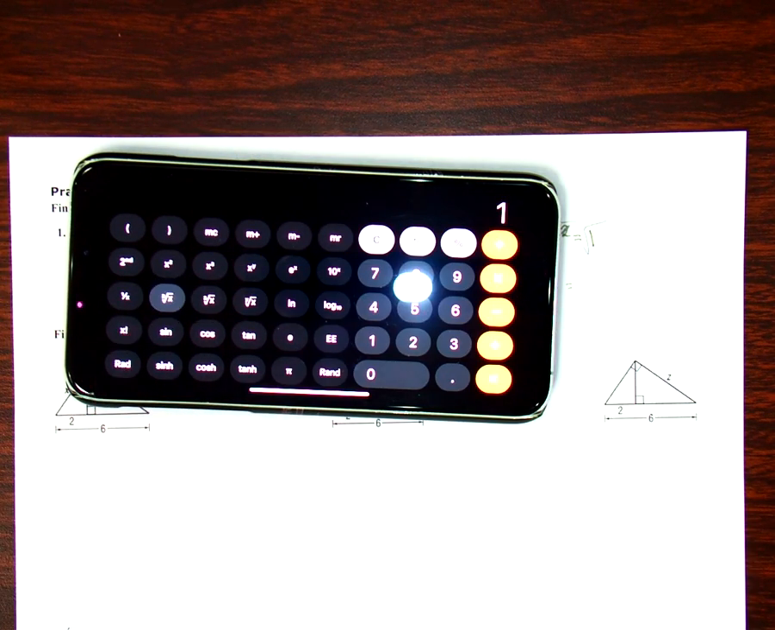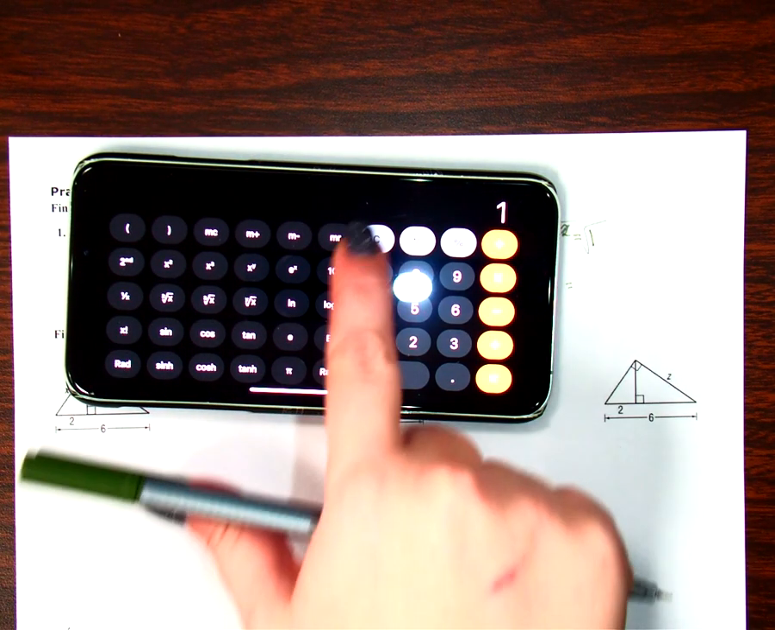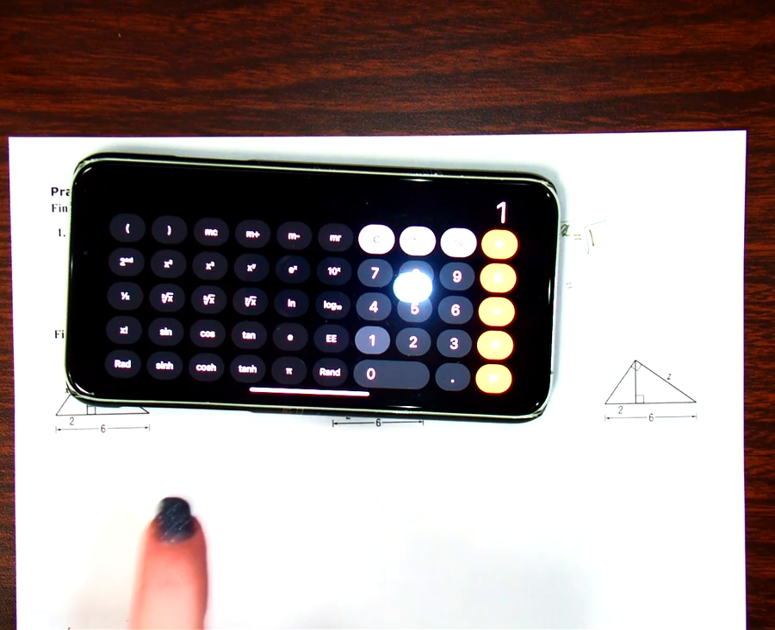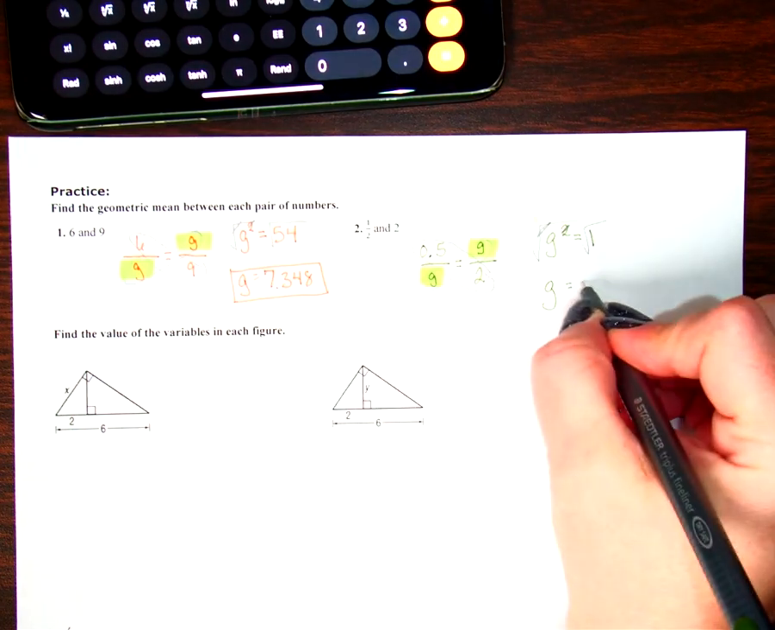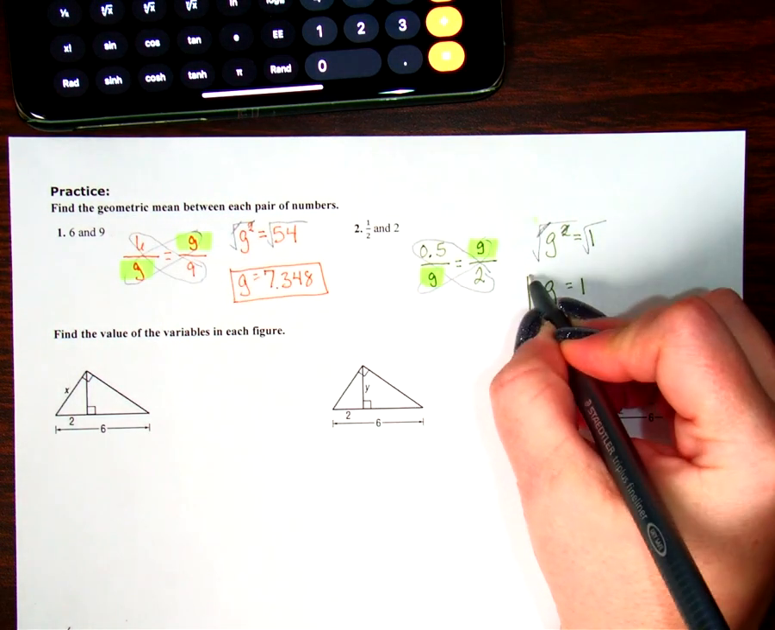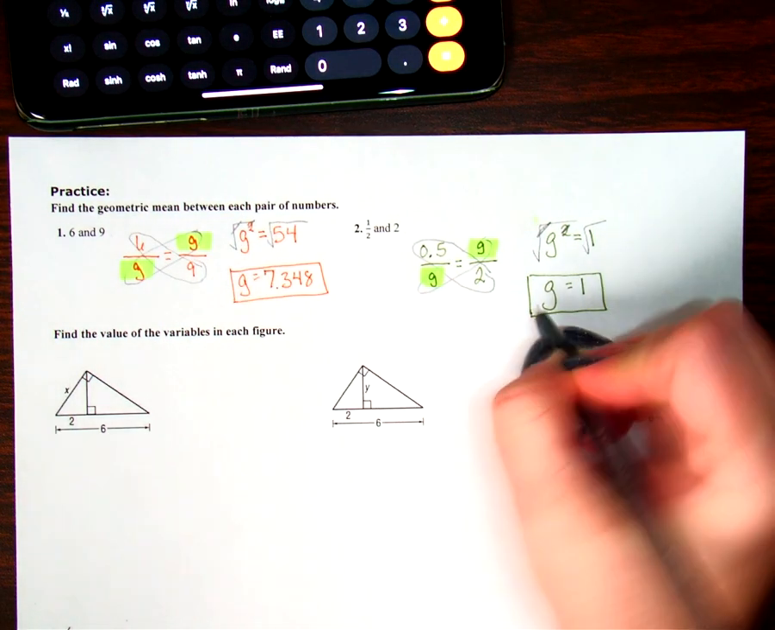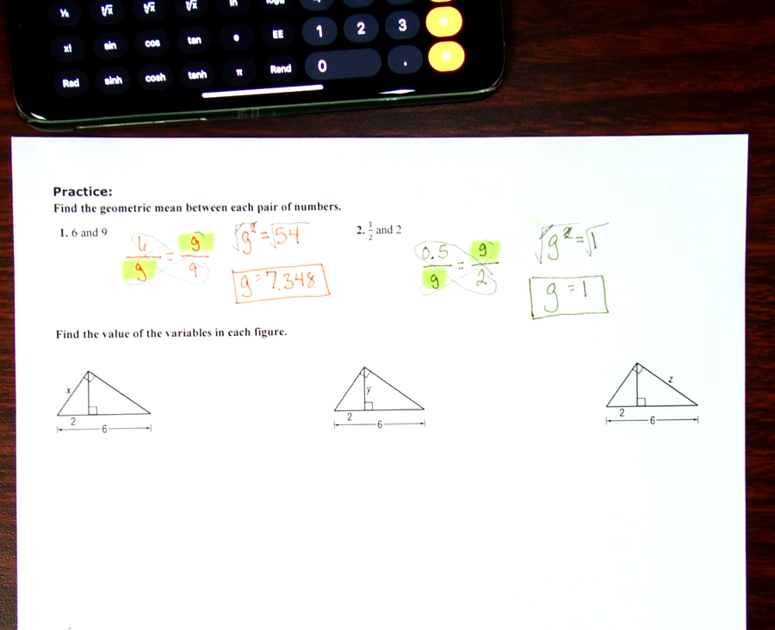I just have to hit that square root button, but it looked like nothing happened, right? Well, let's clear that out. 1, square root, nothing happened. Well, because the square root of 1 is 1, right? Because it takes 1 times 1 to make 1. So my geometric mean there is 1. The geometric mean of 1/2 and 2 is 1.